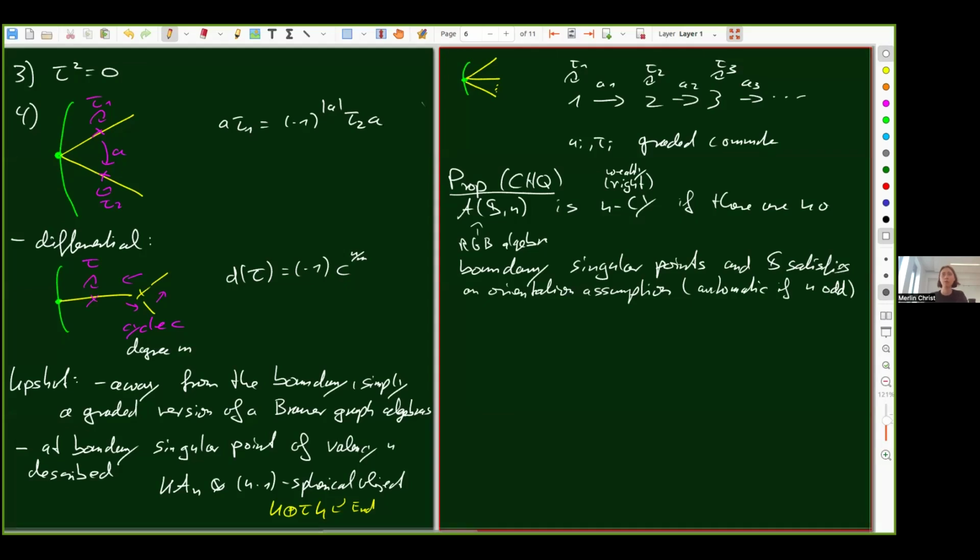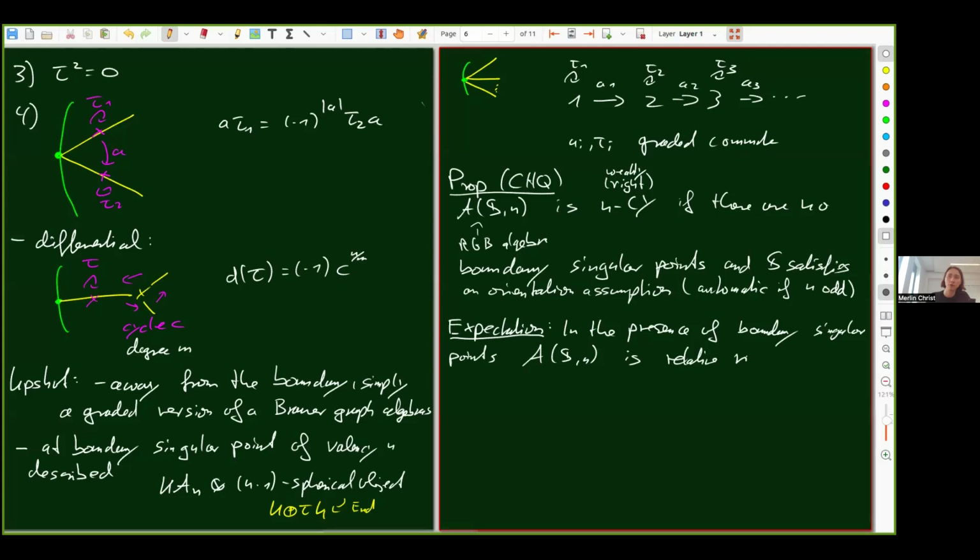So I don't want to explain it here. And then why can it not be Calabi-Yau in the case of boundary singular points? The expectation is that in the presence of boundary singular points, this RGB algebra is relative right Calabi-Yau. But we didn't manage to prove this.